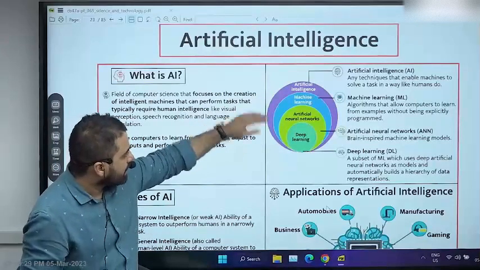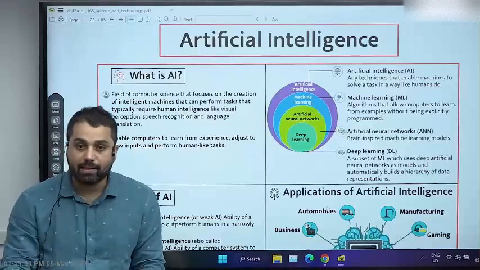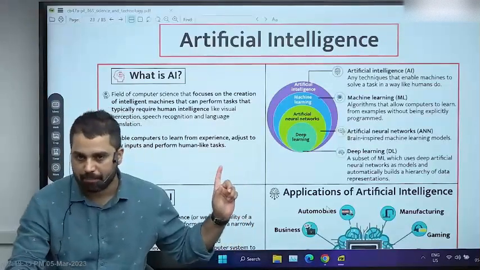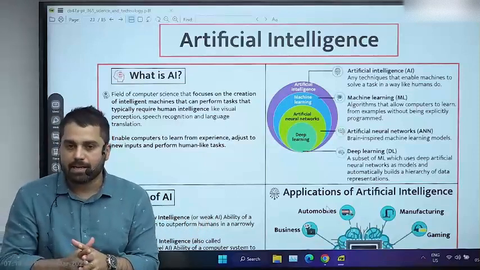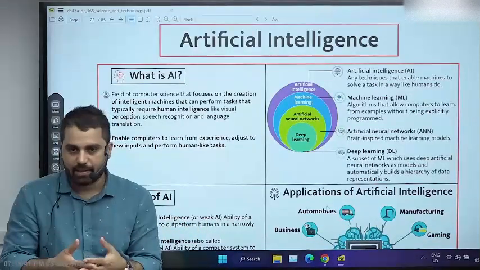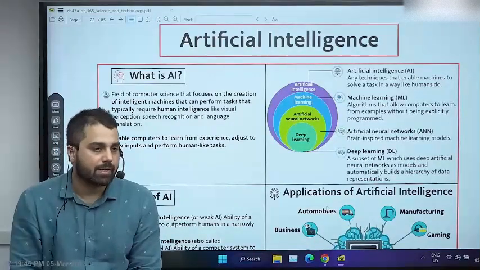Within machine learning, we use what we call deep learning. Now with deep learning, here AI has actually achieved a lot of things. So deep learning is a subset of machine learning, and it simply means that in a very similar way to how our human brain works. Our human brain works with the help of neural networks.